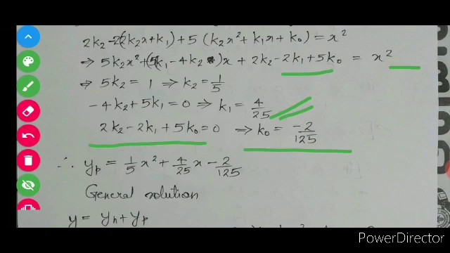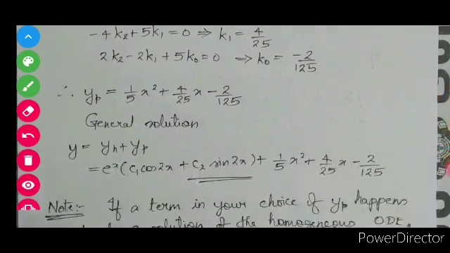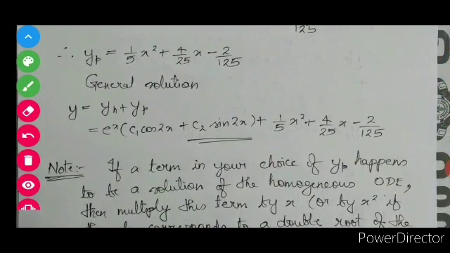Now you remember your choice of yp was k2 x square plus k1 x plus k0. So substituting all those terms here, you get yp like this. This is your particular integral. Now we have to write the general solution as y equal to yh plus yp. That is, y will come out to be e raised to x into c1 cos 2x plus c2 sin 2x plus 1 by 5 x square plus 4 by 25 x minus 2 by 125.